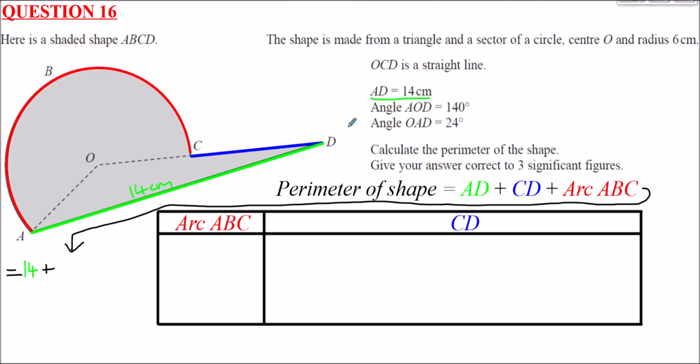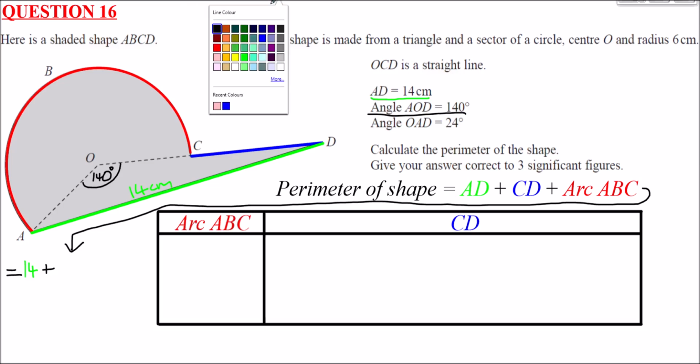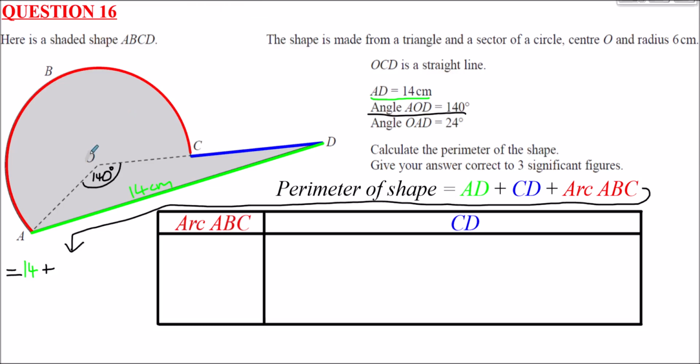Now, for this arc, we're told that this angle at the middle, AOD, is 140. So we can fill this in. From here to here is 140 degrees. I'm just going to get rid of this O for a moment, because it's just in the way. That means that on the other side, all the way around here, angles in a circle add up to 360. So if that's 140, the angle on the other side will be 360 minus 140, which is 220 degrees.